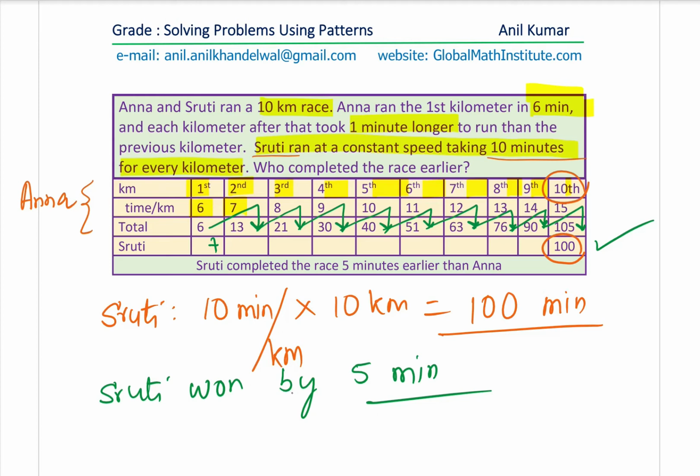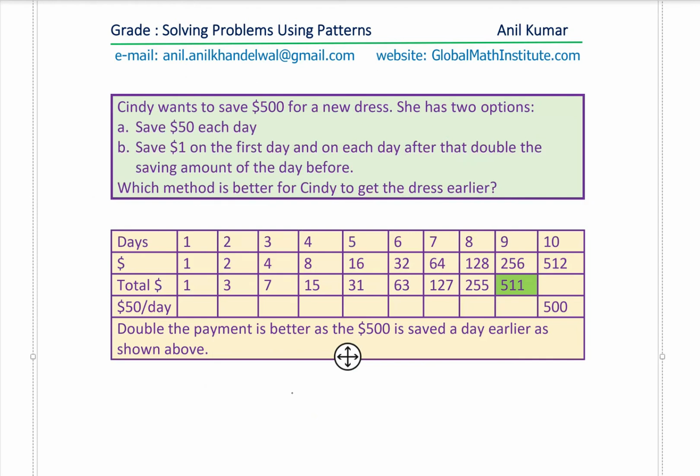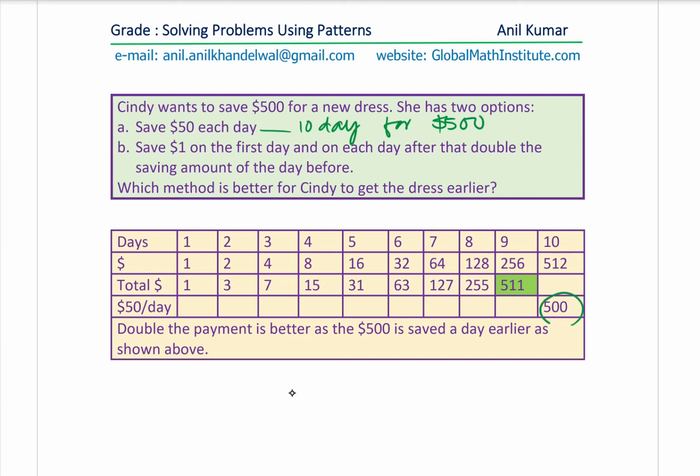Let's take the next question here, which is: Cindy wants to save $500 for the new dress. She has two options. First option is saving $50 each day. Clearly, when you do $50 each day, she will take 10 days to save $500. So that is clear. So we just make this $500 on the 10th day in our table, which is very similar to the very first solution. Is that clear to you?